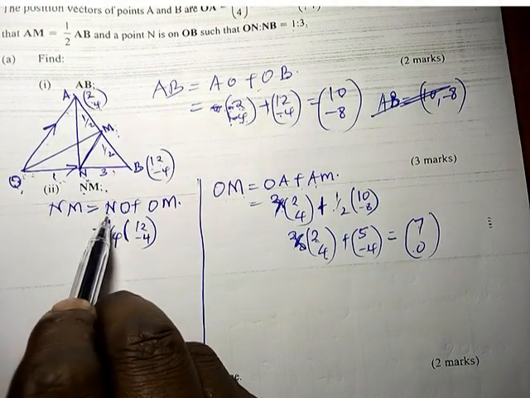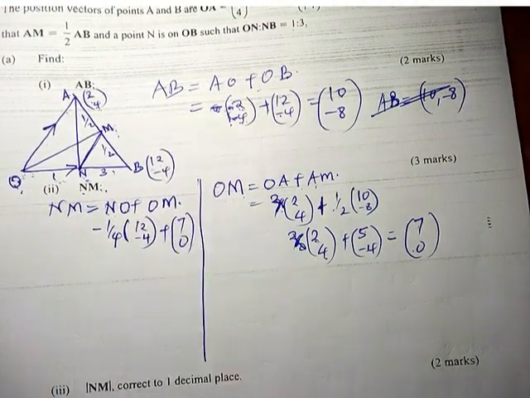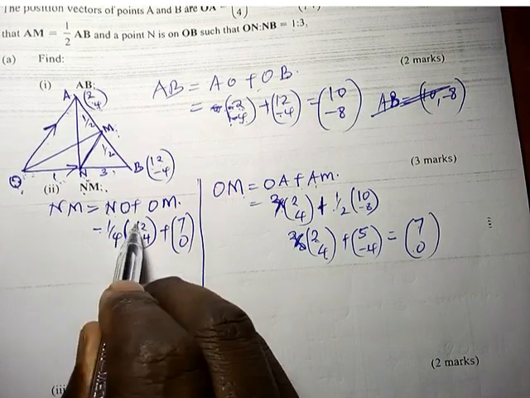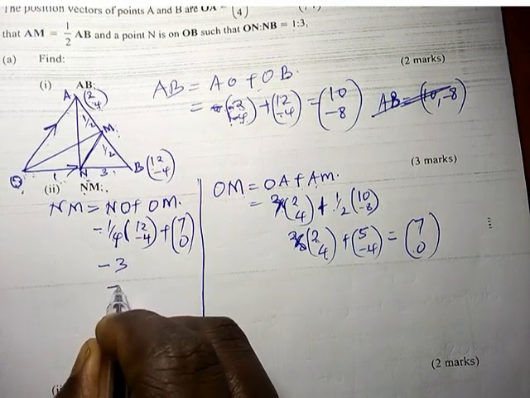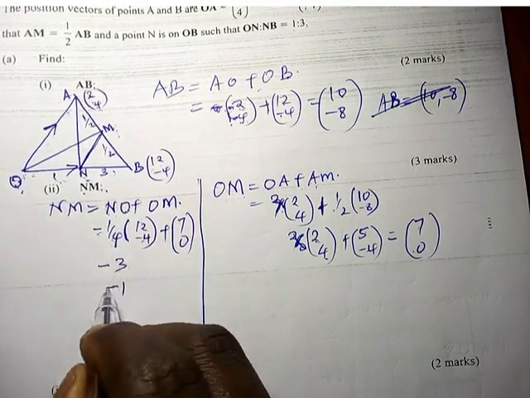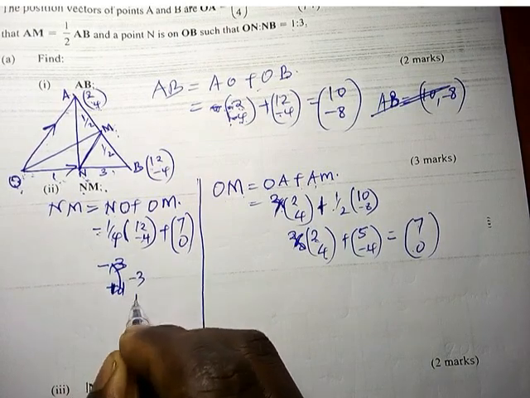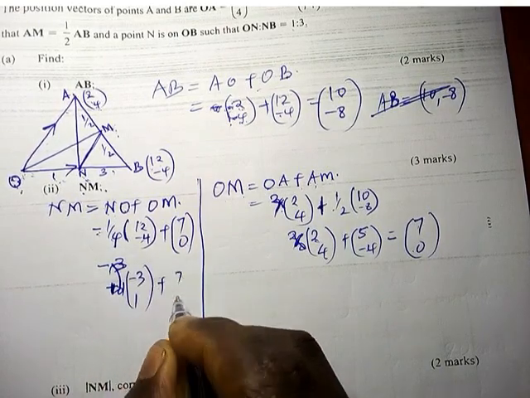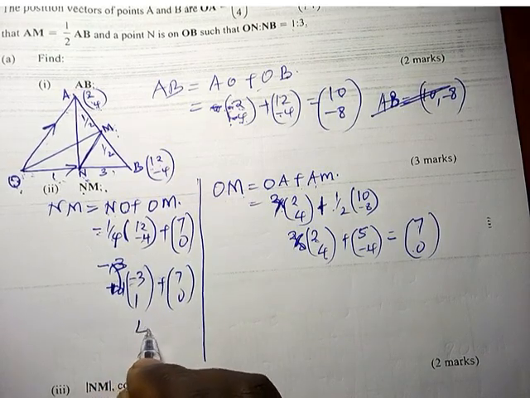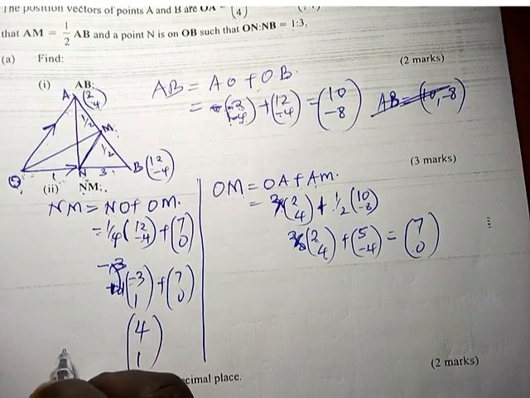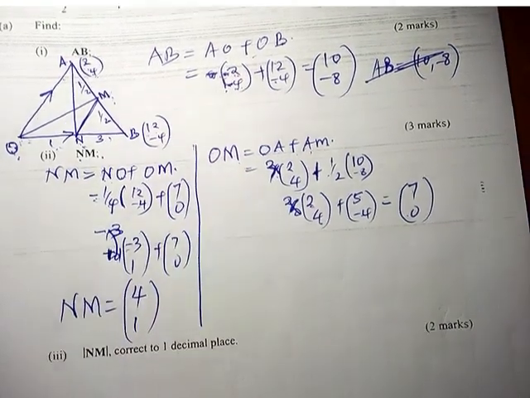So tunarudi hapa plus OM, which is 70. This one is going to be -3, and this one is going to be -1. That is negative, itakuwa +1. So we'll have 3, -1 plus 70. And this one is going to be 4, 1. So, and that is M and M. It's going to be that one.